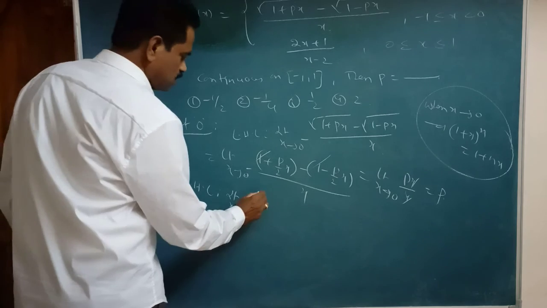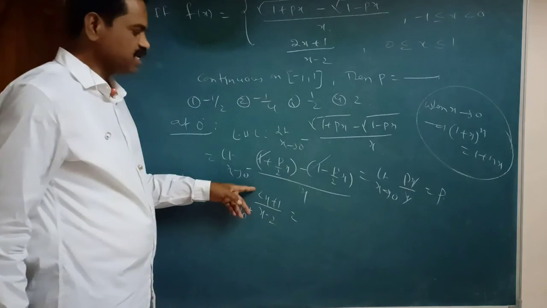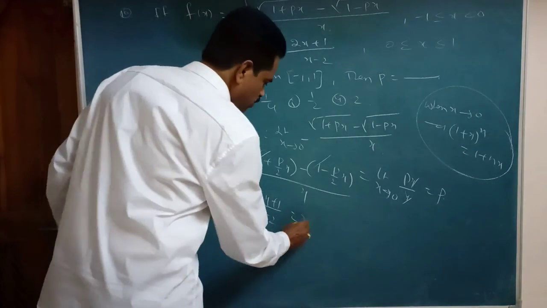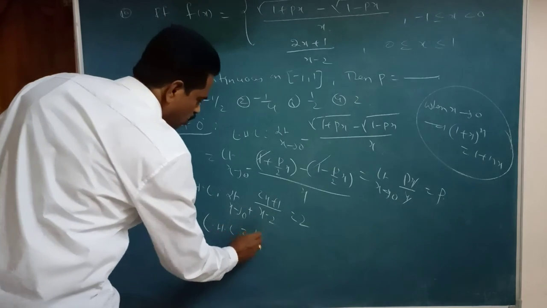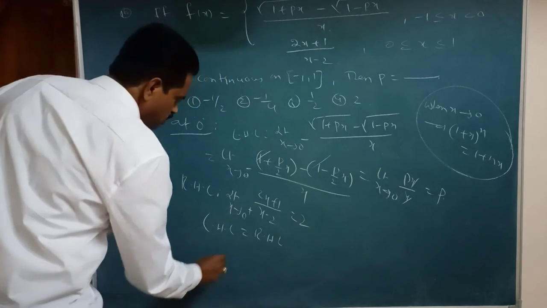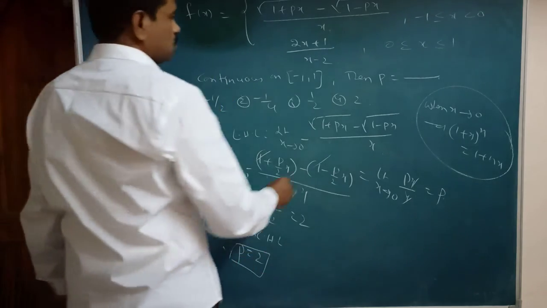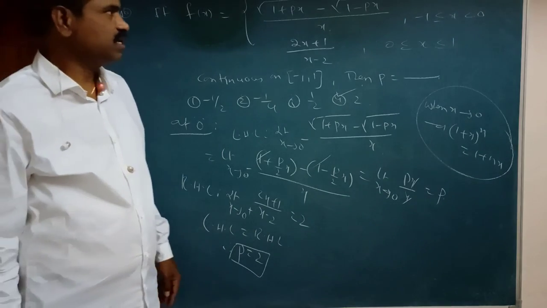Next RHL. RHL is limit x tends to 0 plus. What is the function here? 2x plus 1 by x minus 2. Here numerator degree same, denominator degree same, then its coefficient is the answer. It is how much here? 2. So continuous means here LHL equal to RHL. So therefore P value is how much here? 2. So 4. This is the continuity.